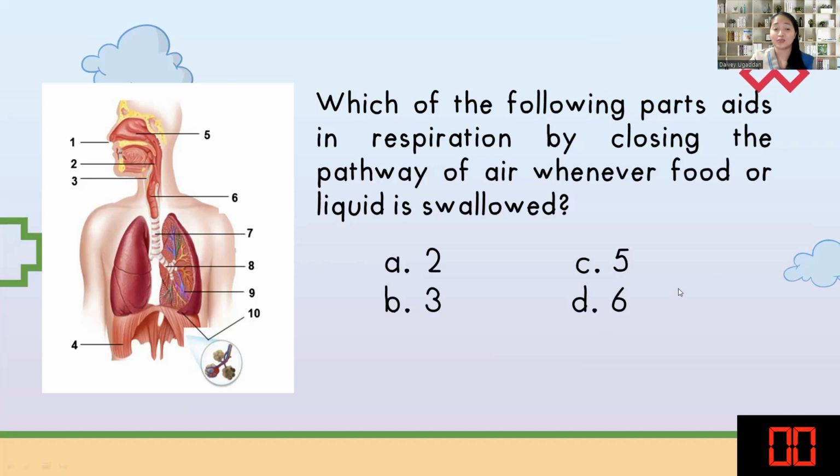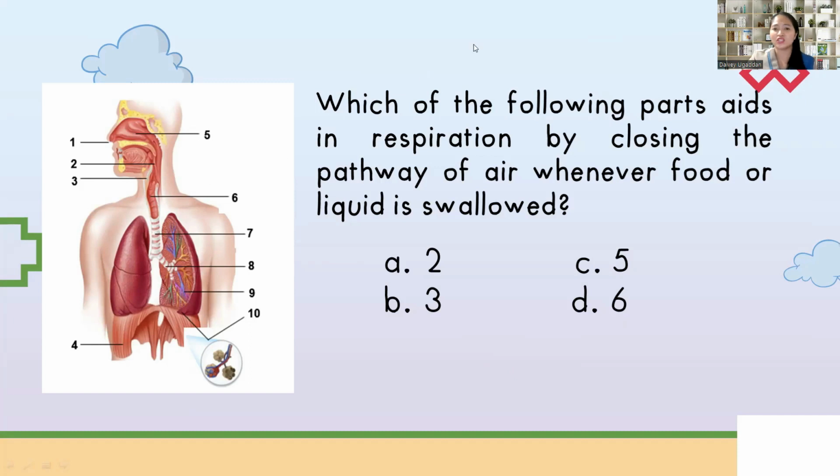Okay, so let us do elimination method. What are the choices or options that we can eliminate first? Okay, so we can eliminate 5 because 5 has nothing to do with the food or liquid that is being swallowed because this is the nasal cavity. We don't put our food or liquid inside our nose. Okay, and also we can eliminate number 6 because 6 is larynx. It has something to do with the vibrations of sound, and this is where air passes through.